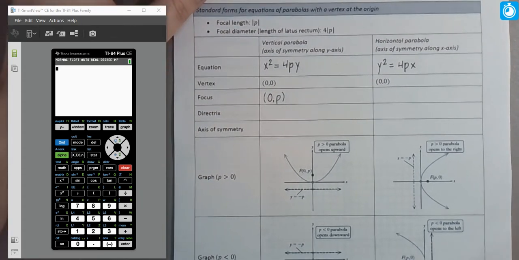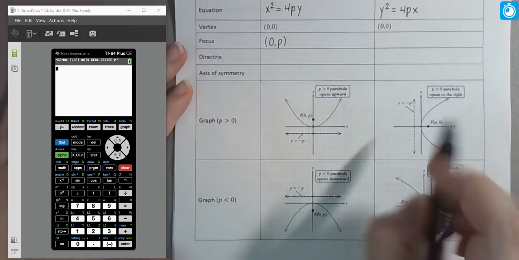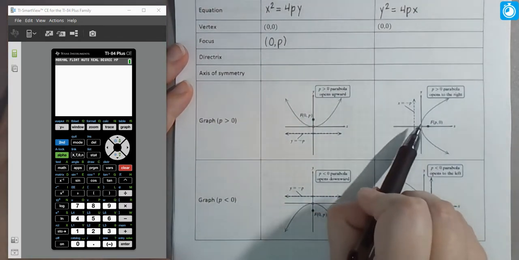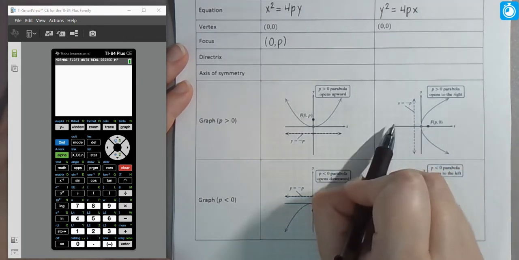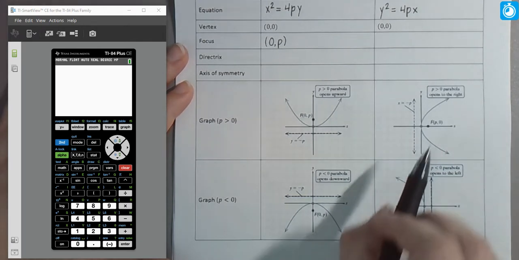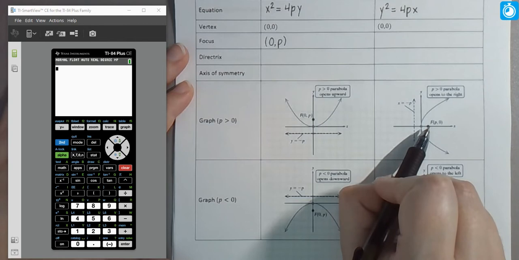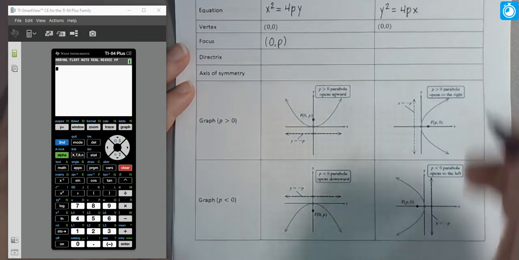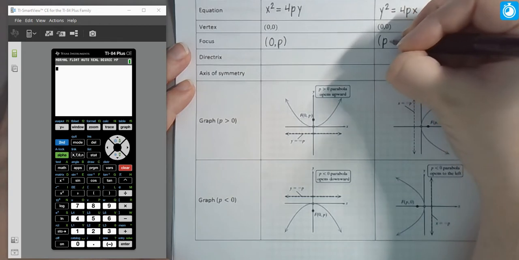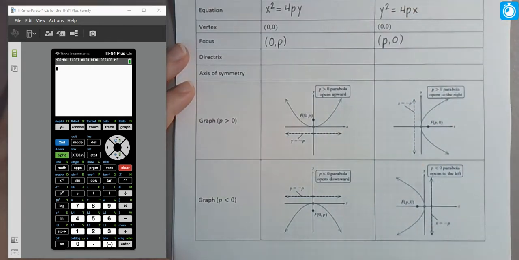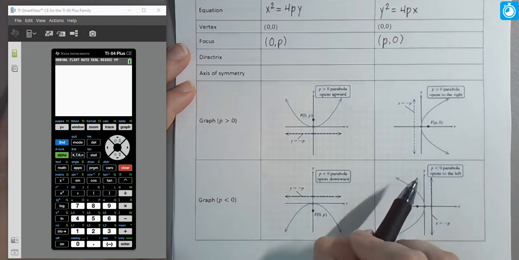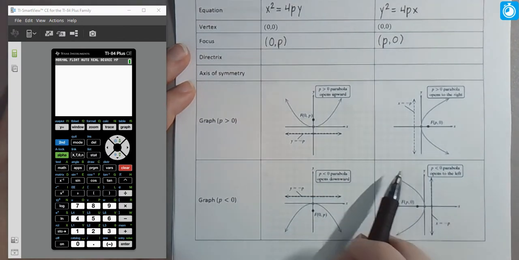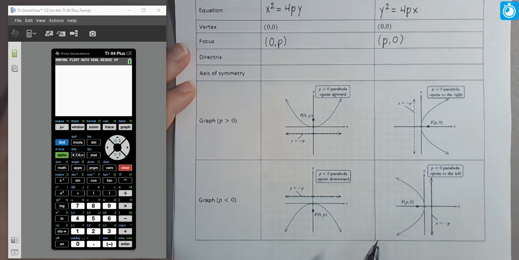Now for our horizontal parabola, our focus is also going to be inside the graph, but that means either to the right or to the left of our vertex. So that means we're holding our y coordinate constant, and we're just adjusting the x coordinate, either so that the focus is to the right or to the left. So holding the y constant and just adjusting the x coordinate, the focus is going to be (p, 0). And again, if p is positive, automatically that's going to take us inside a graph that's oriented to the right. If p is negative, that's going to take us to the left of a graph that's oriented to the left.